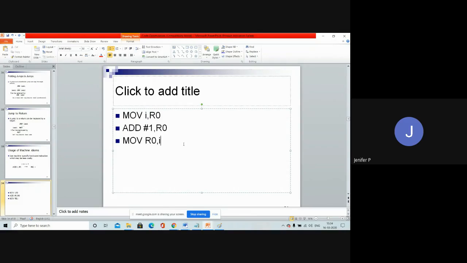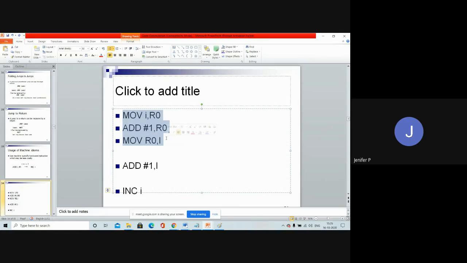So what else can I do, simply and directly? Add I comma 1. Sorry, add hash 1 comma I. So this is the second possible answer. And the third possible answer is INC I. Yes, both are correct. The purpose of I equal to I plus 1 is that we increment I.